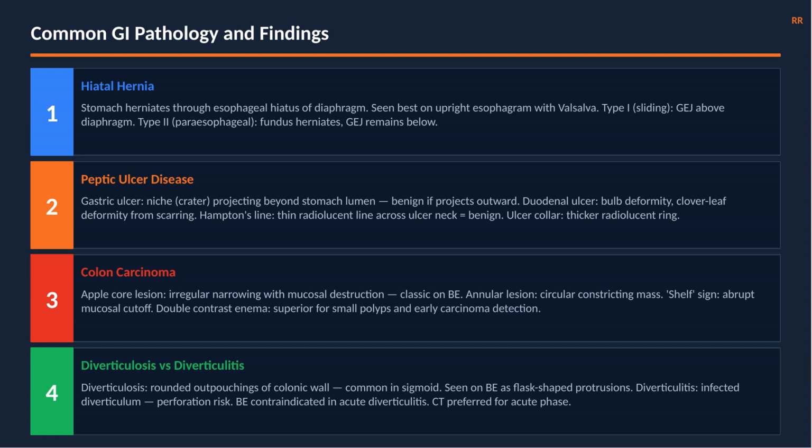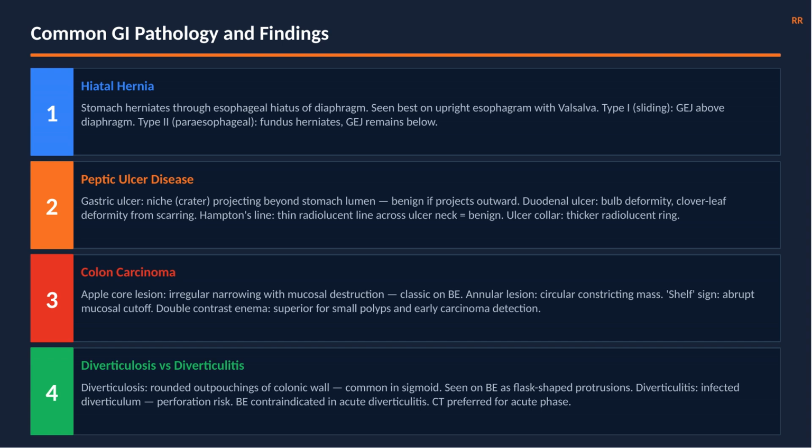Peptic ulcer disease. Gastric ulcer: a niche, a crater, projecting beyond the stomach lumen. Hampton's line, a thin radiolucent line across the ulcer neck, indicates benign disease. Duodenal ulcer: bulb deformity from scarring, cloverleaf pattern.